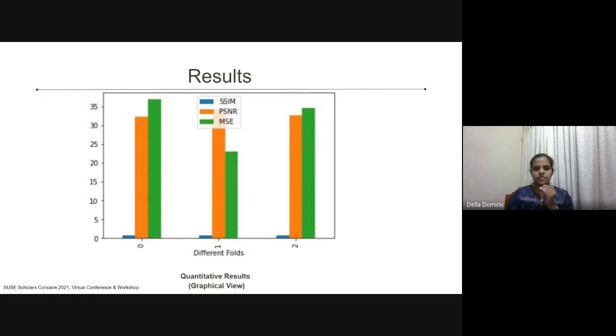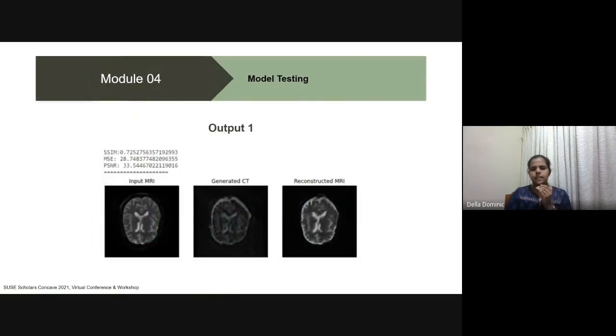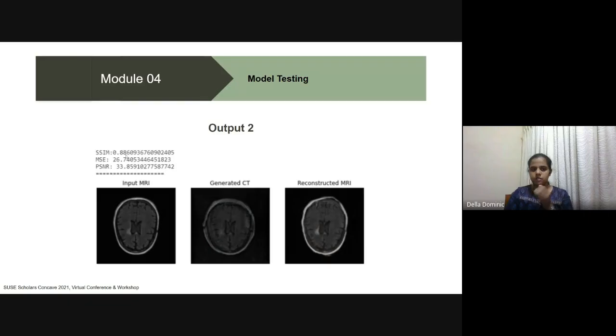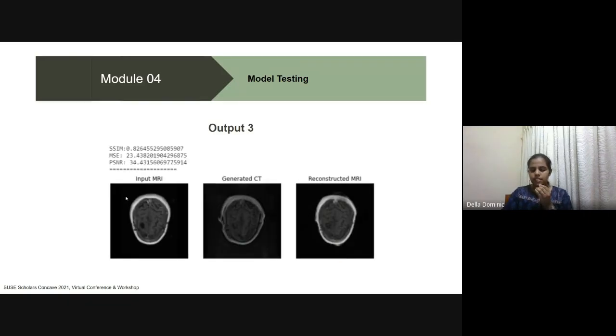These are the results of SSIM, PSNR, and MSE values, and the graphical representation of the same. Here are just a few sample outputs of the final result of the fold 1 model, of the fold 1 split. As you can see, SSIM ranges between 0.7 to 0.8. We have the input MRI, the generated CT of the corresponding MRI, and the reconstructed MRI.